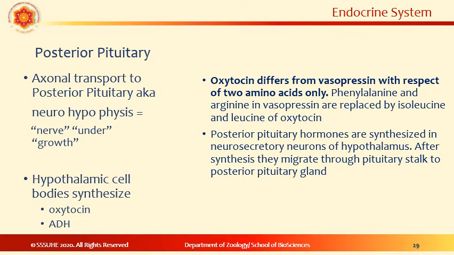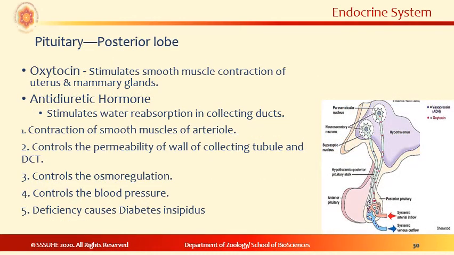To the posterior pituitary, the hypophyseal transport, the axonal transport from the hypothalamus, comes through the neurohypophysis. The hypothalamic cell bodies synthesize oxytocin and antidiuretic hormone. The primary function of oxytocin is contraction of smooth muscles on the mammary glands and uterus. Estrogen increases the number of oxytocin receptors on these glands while progesterone decreases or inhibits the action.